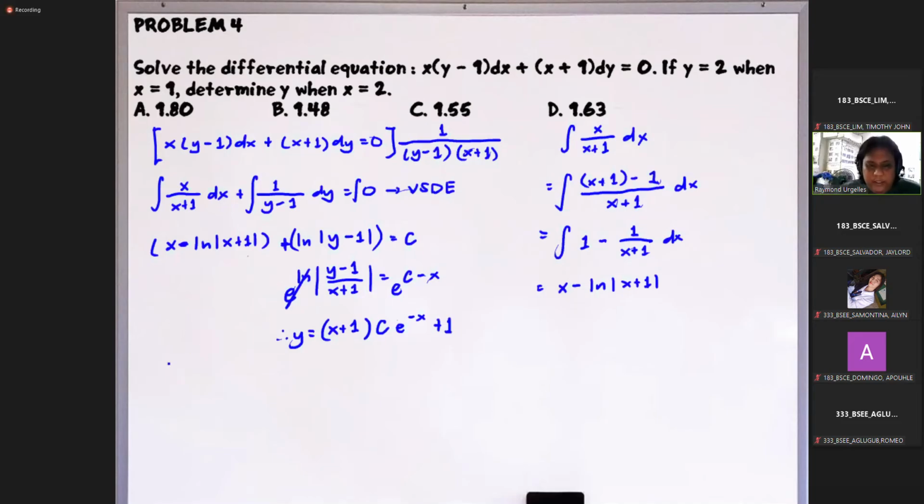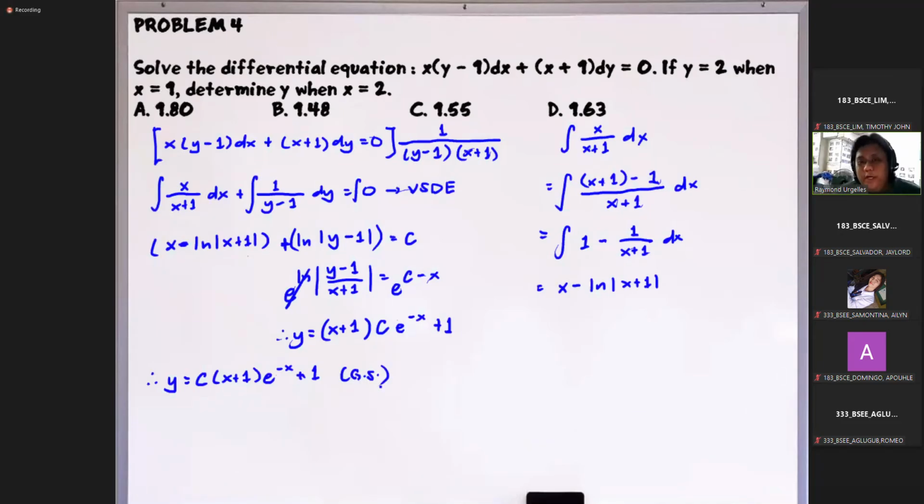So this will be our equation: y is equal to constant c, times x plus 1, times e to the negative x, then plus 1. Okay? Again, this is our general solution.